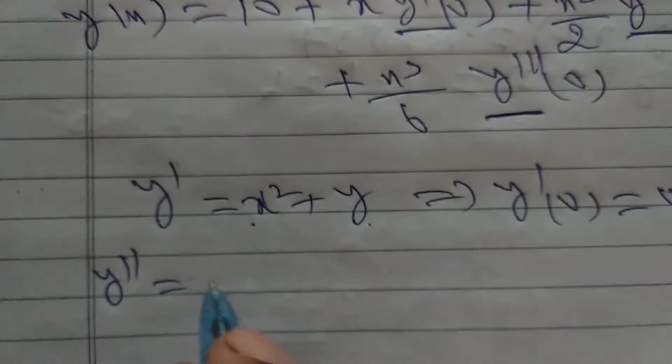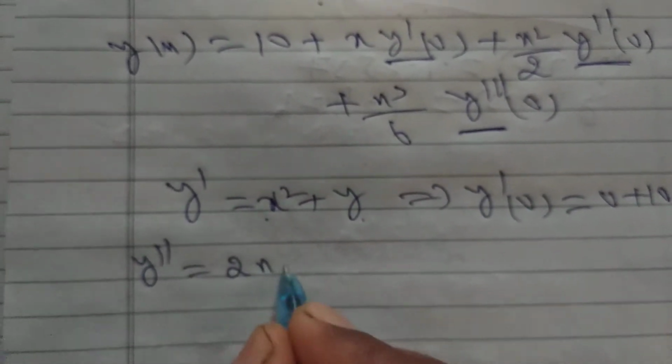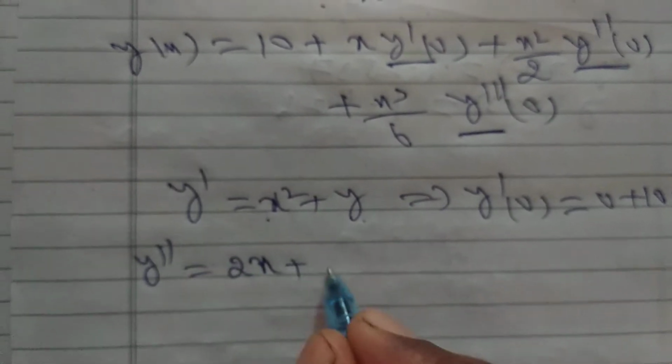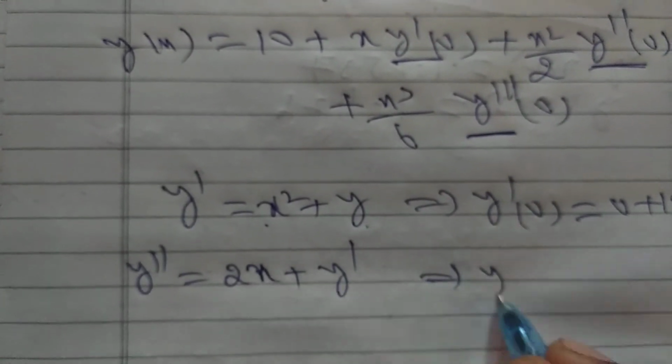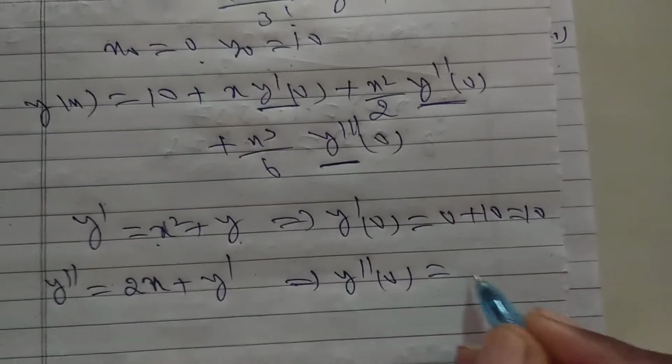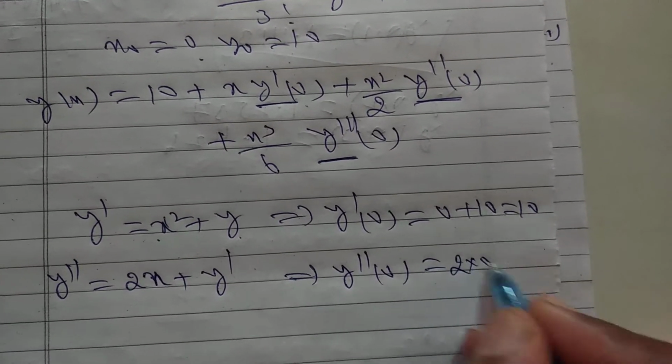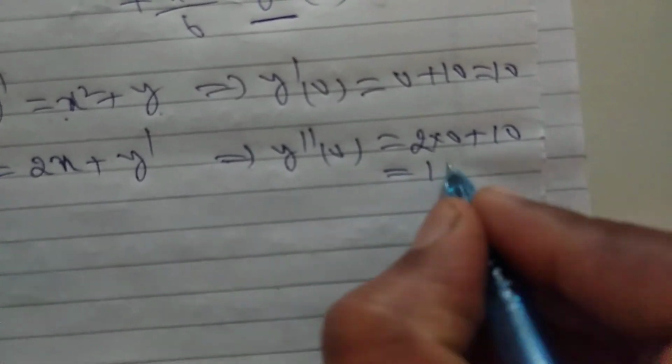Next, y double dash. Y double dash means second derivative. So x square becomes 2x, plus y becomes y dash. So now y double dash of 0 is equal to 2 into 0, 0, plus y dash of 0 is 10. So that is equal to 10.